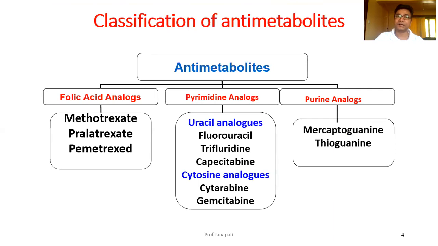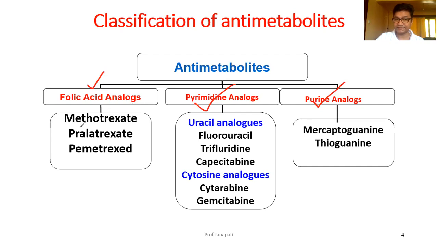So let us learn now the classification of drugs. Here they're classified into 3 types: folic acid antagonist, then pyrimidine antagonist, and purine antagonist. Based upon their structure, or based upon the mechanism or the metabolite which is blocking, you can classify them into 3 types. What is that? Folic acid analogs or derivatives.